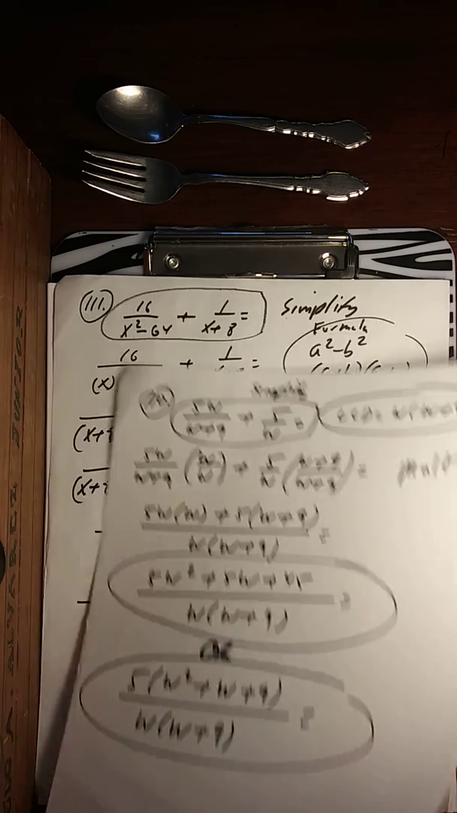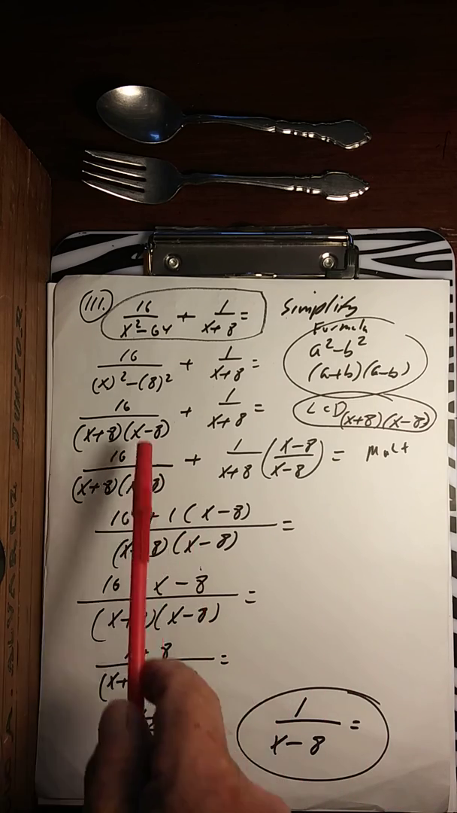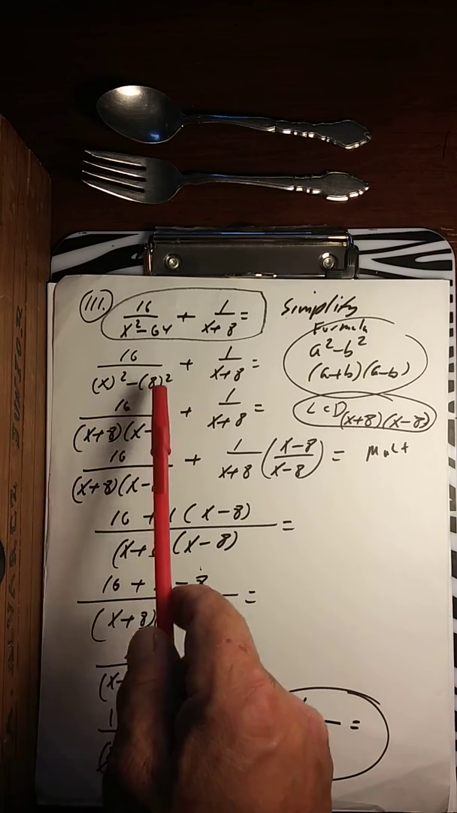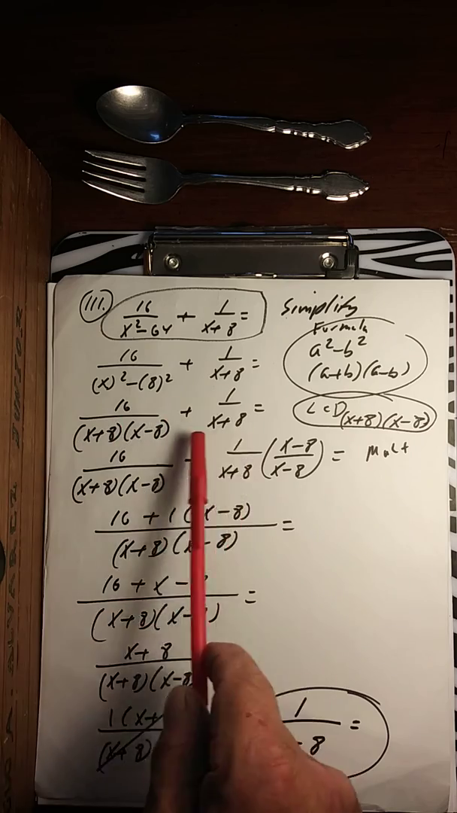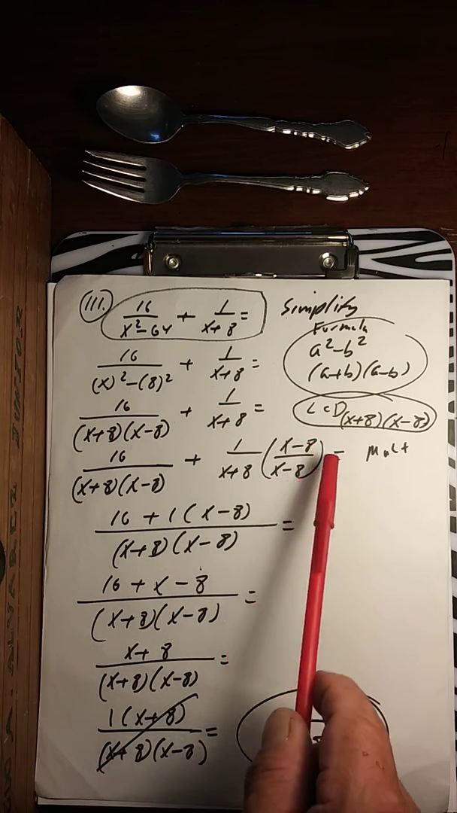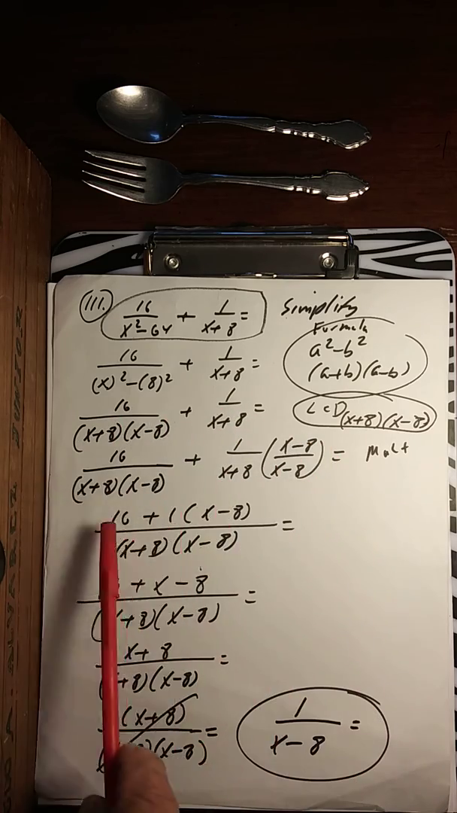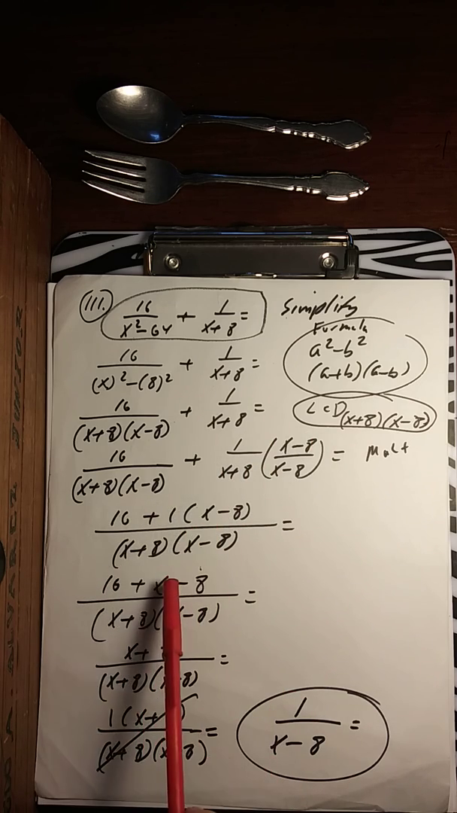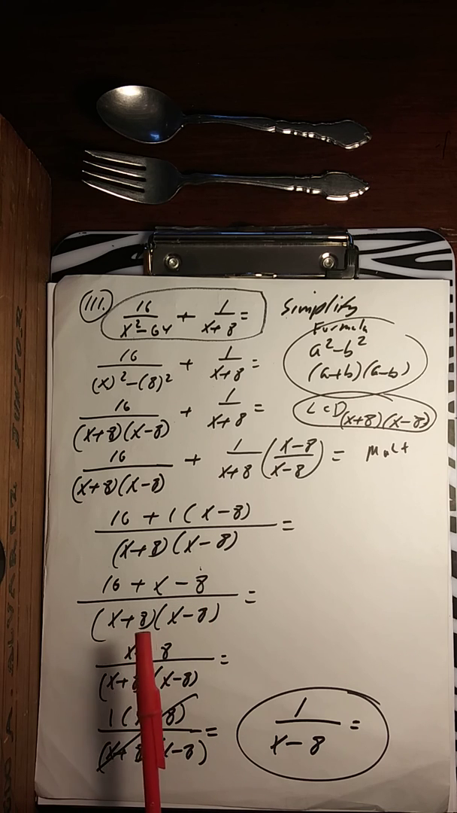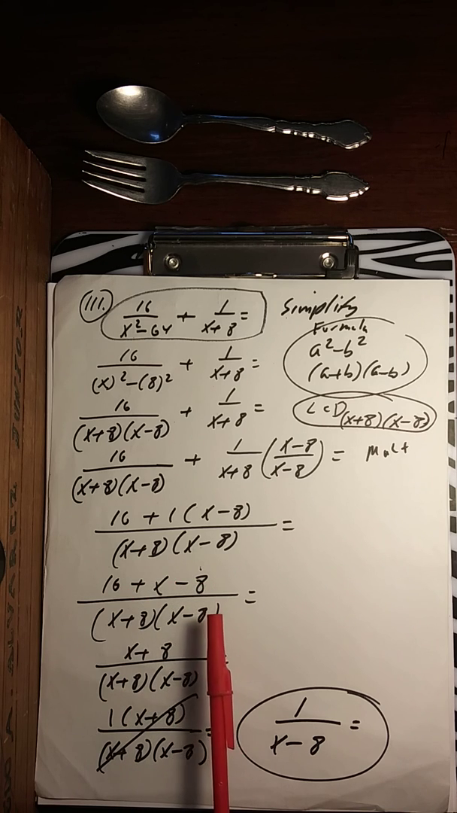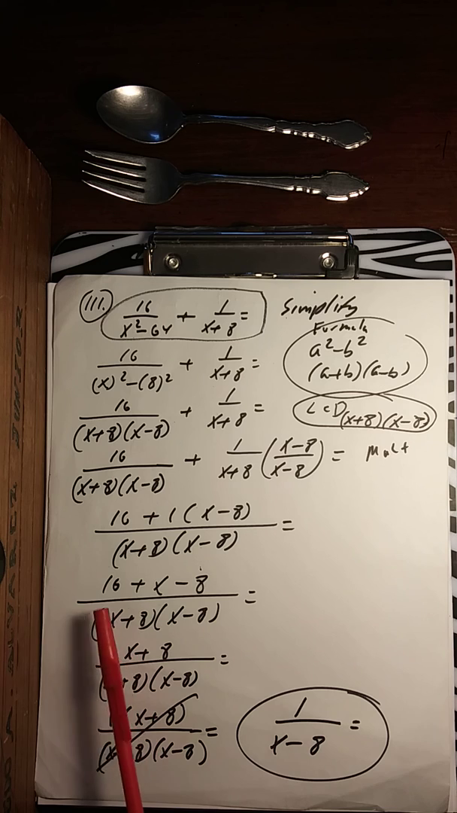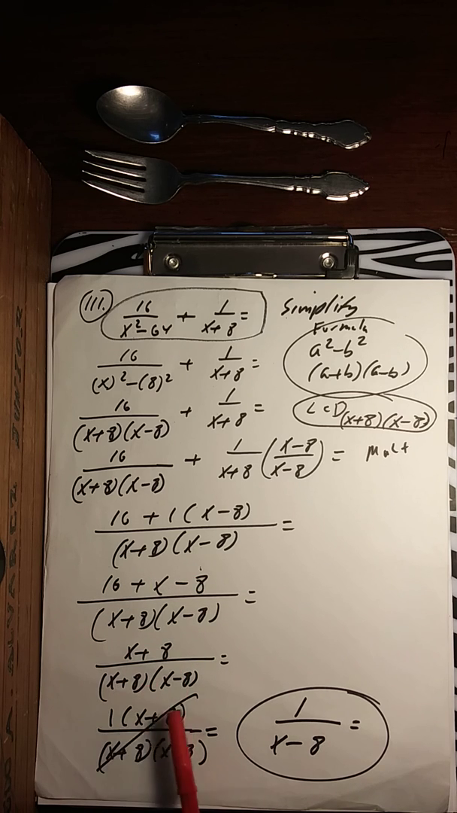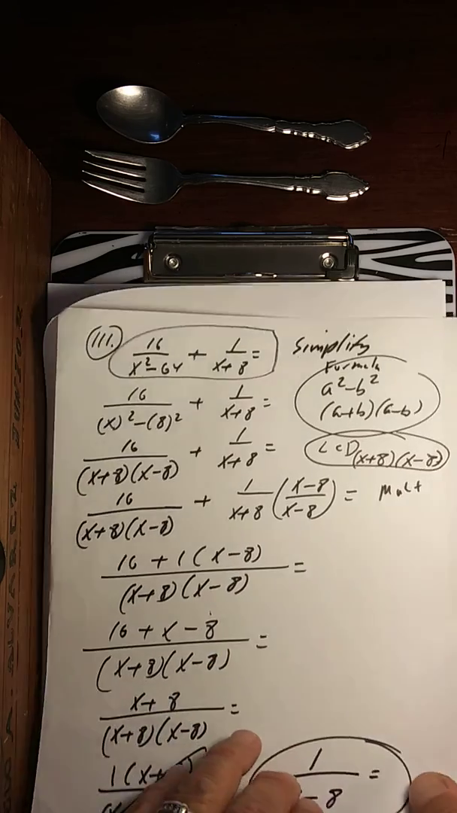This one, factor this one out. X squared minus a squared, so x plus a, x minus 8, there it is, but this one doesn't have it. Fix it. X minus a, x minus 8, now they have the same. So 16 plus 1 of this, or put those together, we're going to have x plus 8, and then one of these cancels, so just think there's a 1 left on top. It's 1 over x minus 8.